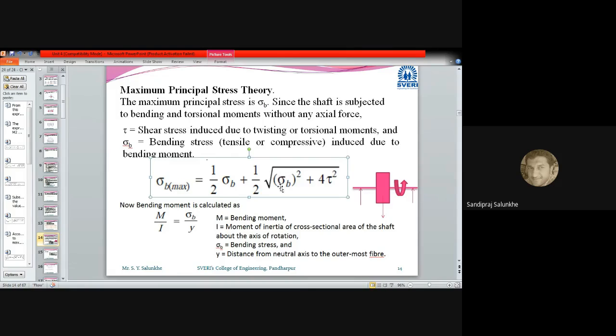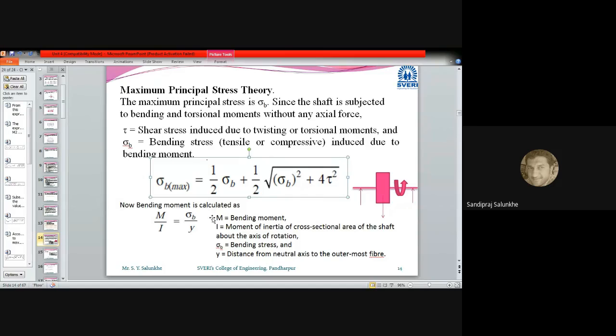Now our job is to calculate this bending stress, and then calculate this shear stress. Afterwards we will put the values of bending and shear stress so that we can get the maximum principal stress, that is the maximum bending stress, either tensile or compressive. So in case of bending, we are going to use this equation: M by I is equal to sigma b by y is equal to E by R.